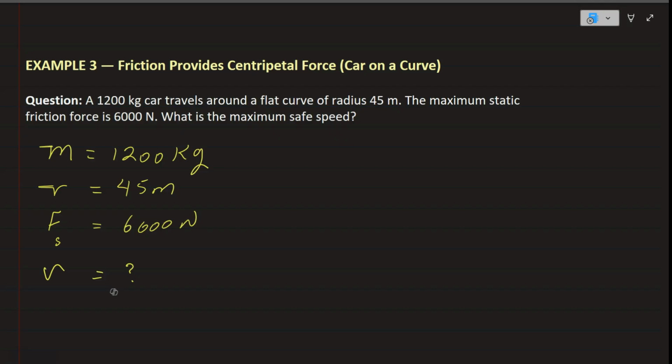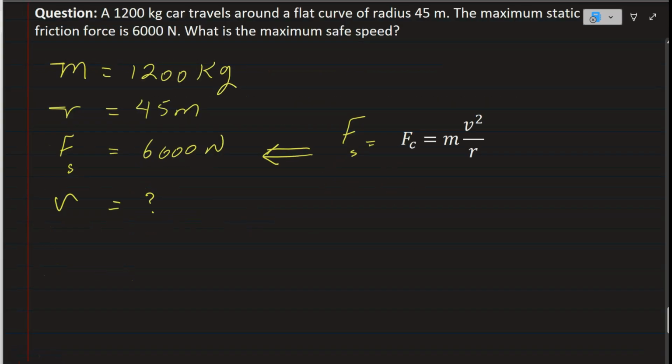You can't turn, right? But remember that this static friction is the key, so Fs is your centripetal force, which is again, the static force of friction is the centripetal force. We need to rewrite this equation in terms of v because we're solving for the maximum velocity based on the information we have. All right, so let's go ahead and solve this.